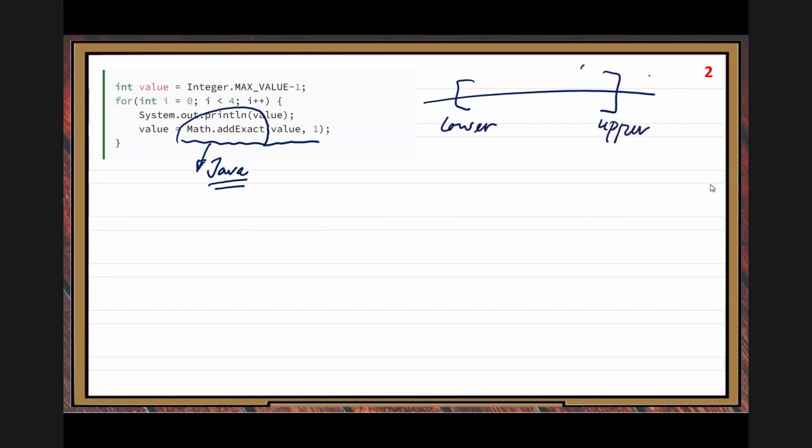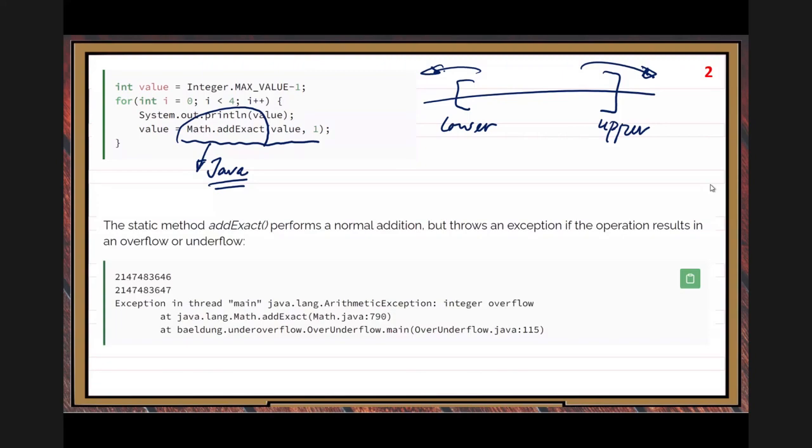When your result gets out of the upper bound, that is overflow; out of the lower bound, underflow. So this method would return an exception object, and you can catch that exception object and stop. Look at this: the static method addExact performs a normal addition. If nothing is wrong, you get a correct Fibonacci number.